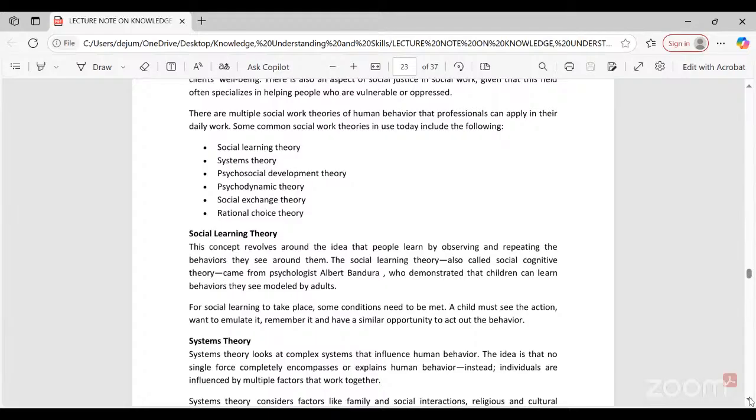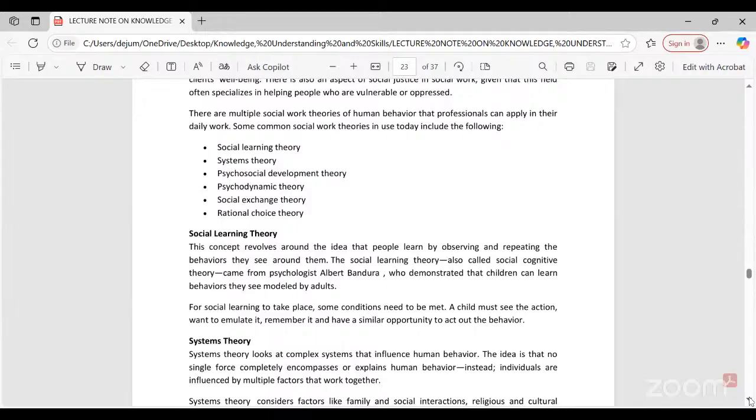That's the social learning theory. So if you see that a child or somebody is doing something, you can adopt social learning theory: they learn by observing and repeating the behavior they see around them. The social learning theory, also called social cognitive theory, came from psychologist Albert Bandura, who demonstrated that children can learn behavior they see modeled by adults.